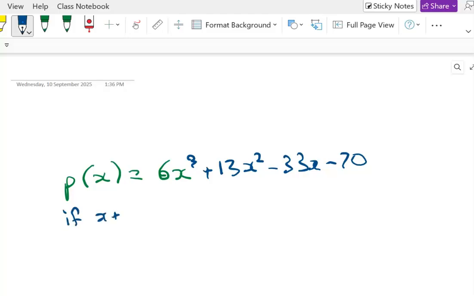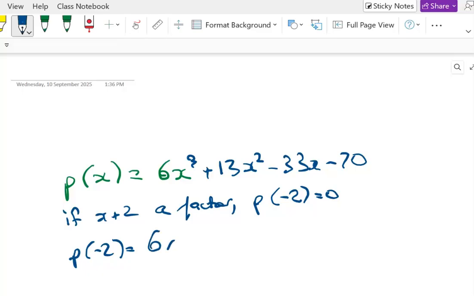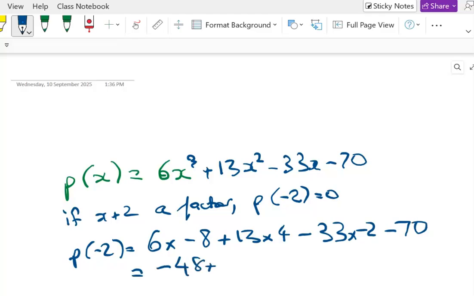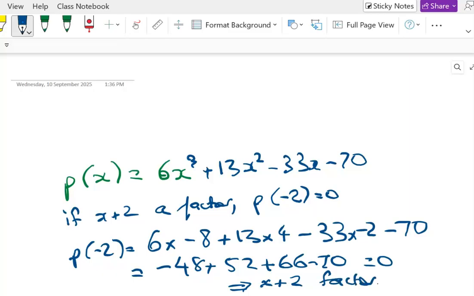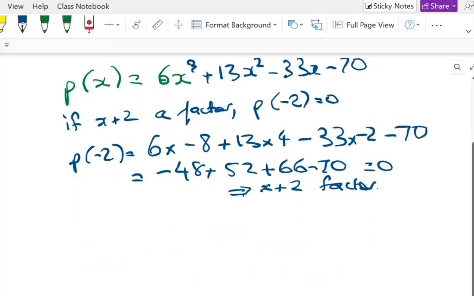So if x plus 2 is a factor, then p of -2 equals 0. So let's check out p of -2. It's going to equal 6 times -8 plus 13 times 4 minus 33 times -2 minus 70. That gives me -48 plus 52 plus 66 minus 70, which is equal to 0. Therefore, x plus 2 is a factor. Next thing we had to do was to factorize it completely.